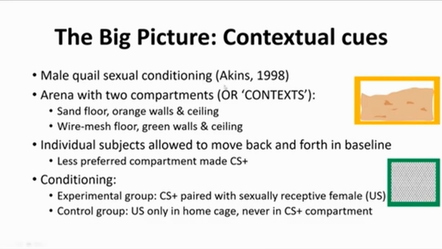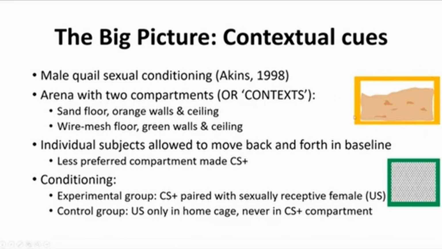So we'll look at an experiment done by Aikens in the 90s where they had male quail with sexual conditioning. Whenever we talk about quail, it's almost always in relation to sexual conditioning, just because it is so easy to train in quail. But in this experiment, they had 2 different contexts. So an arena with 2 compartments. One, they had sand on the floor with orange walls and an orange ceiling. So it looked like this.